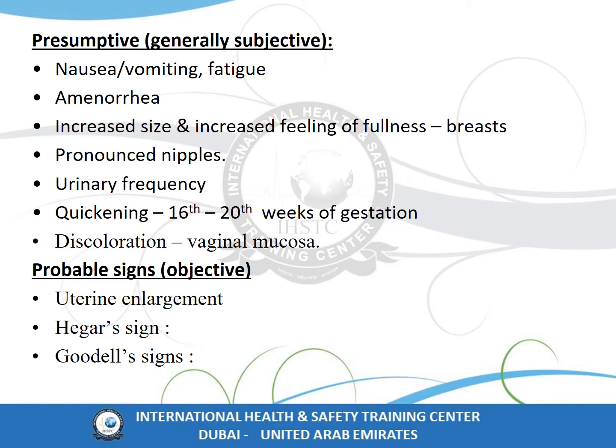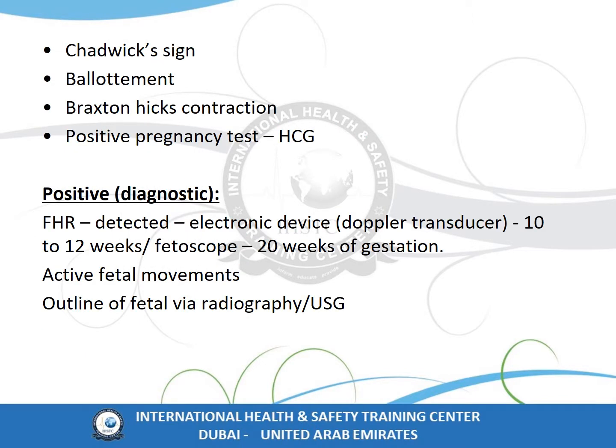The probable signs of pregnancy include uterine enlargement, Hegar's sign, that is compressibility and softening of the lower uterine segment that occurs at about 6 weeks. Then Goodell's sign, that is a softening of the cervix that occurs at the beginning of the second month. Chadwick's sign is a violet coloration of the mucous membranes of the cervix, vagina and vulva that occurs at about week 4.